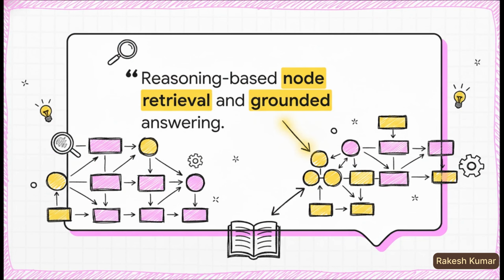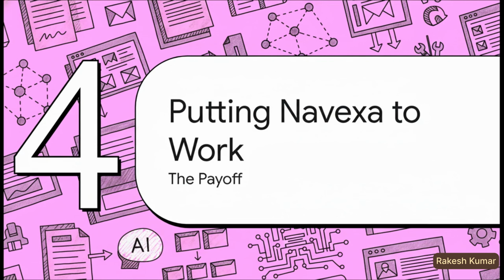And that brings us to this really important phrase from the documentation, reasoning-based node retrieval and grounded answering. So what does that actually mean? Well, it means Navexa first reasons its way to the exact node, you can just think of that as a section, in the tree where the answer lives. Then it uses only the text from that one hyper-focused section to generate the answer. The result, you get an answer that is grounded in a specific, verifiable piece of text, and that dramatically reduces hallucinations and boosts accuracy.